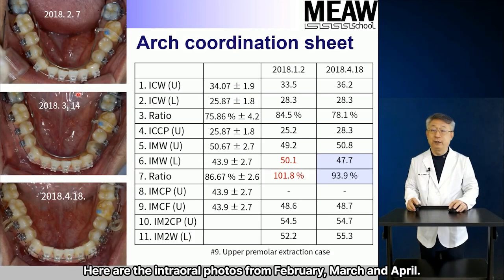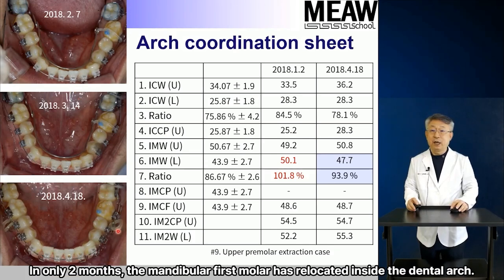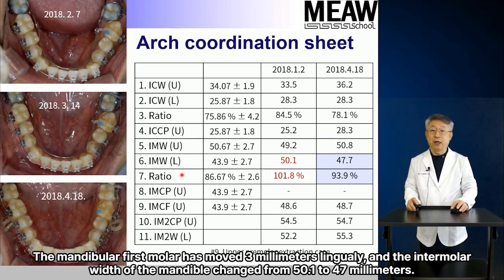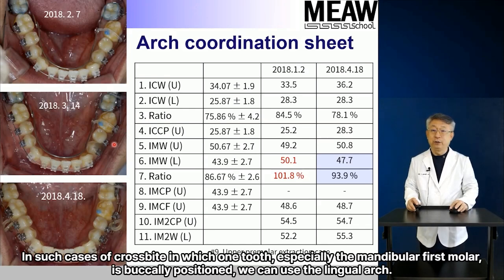Here are the intraoral photos from February, March, and April. In only 2 months, the mandibular first molar has relocated inside the dental arch. The mandibular first molar has moved 3 millimeters lingually, and the intermolar width of the mandible changed from 50.1 to 47 millimeters.